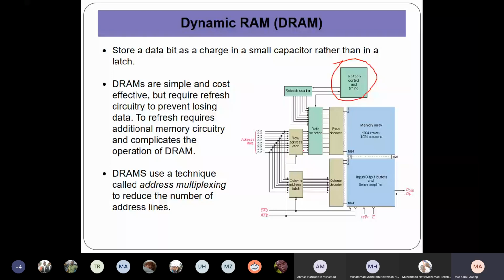So I'm not going to go into detail, just so at least you know the difference. Okay. So that is dynamic RAM.